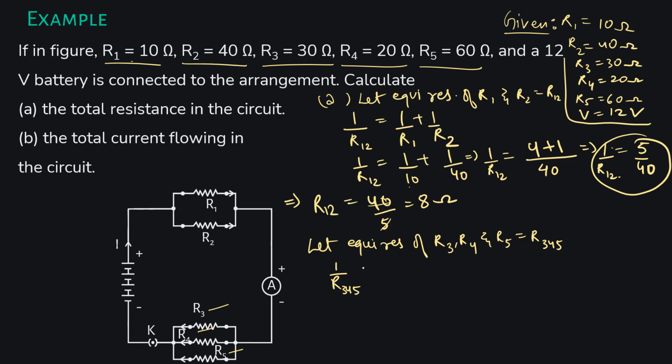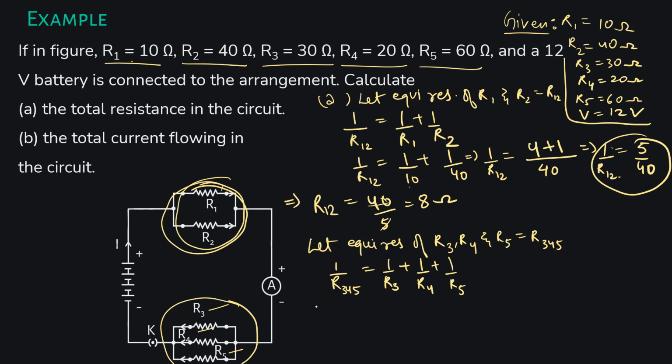So right now what have we done? We calculated the equivalent of R1 and R2. Now we are calculating the equivalent of R3, 4 and 5. So it is 1 upon R3 plus 1 upon R4 plus 1 upon R5. So 1 upon R345 is equal to 1 upon R3, which is given to us as 30 ohm, plus 1 upon R4, given as 20 ohm, plus 1 upon R5, given as 60 ohm. I'm going to remove this given part. I hope you have written it down. If you haven't, just go back and write it. I need some space here, so that's why I'm removing it.